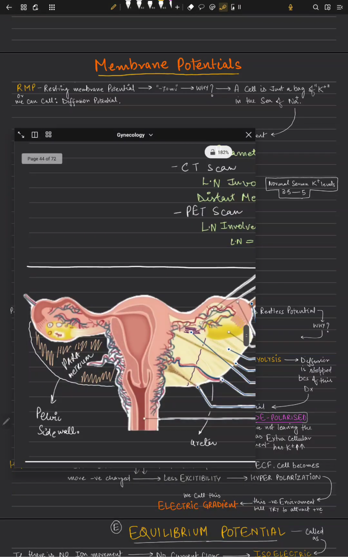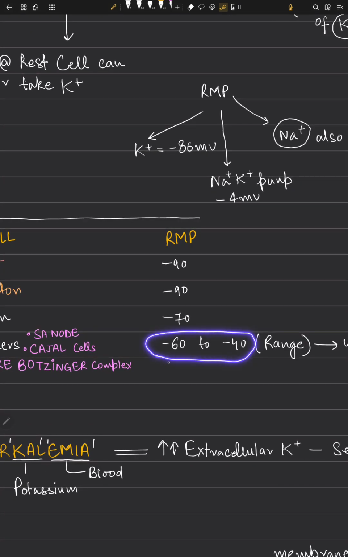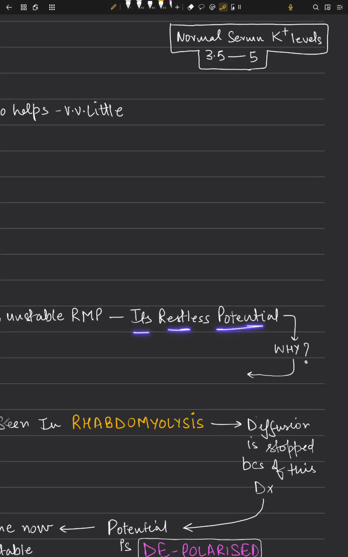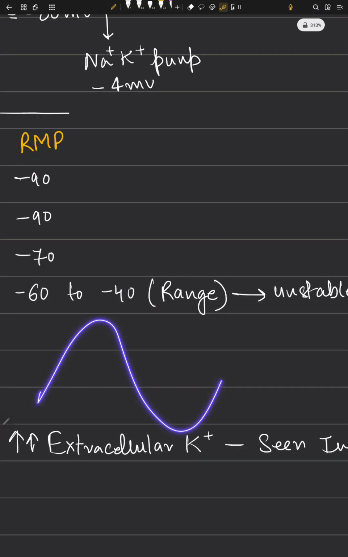So cardiac cells stay at negative 90. Skeletal muscles stay at minus 90. Neurons minus 70. Pacemaker cells don't really have any fixed resting membrane potential. They have a range, minus 60 to minus 40, and this range is an unstable RMP, and we call it restless potential. It's called restless because it keeps moving up like this.